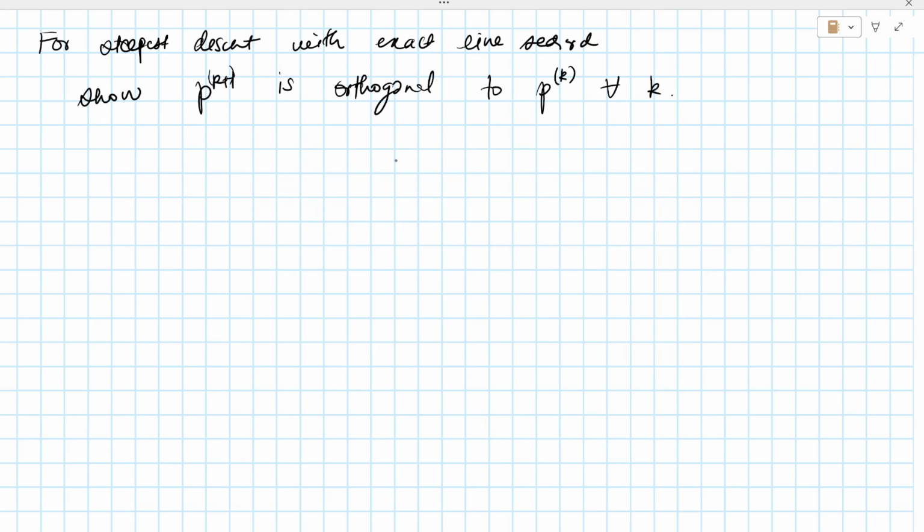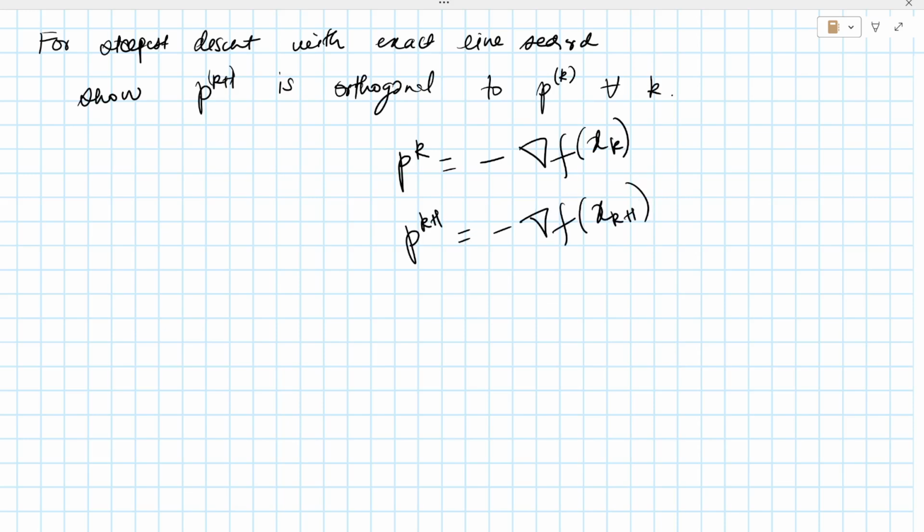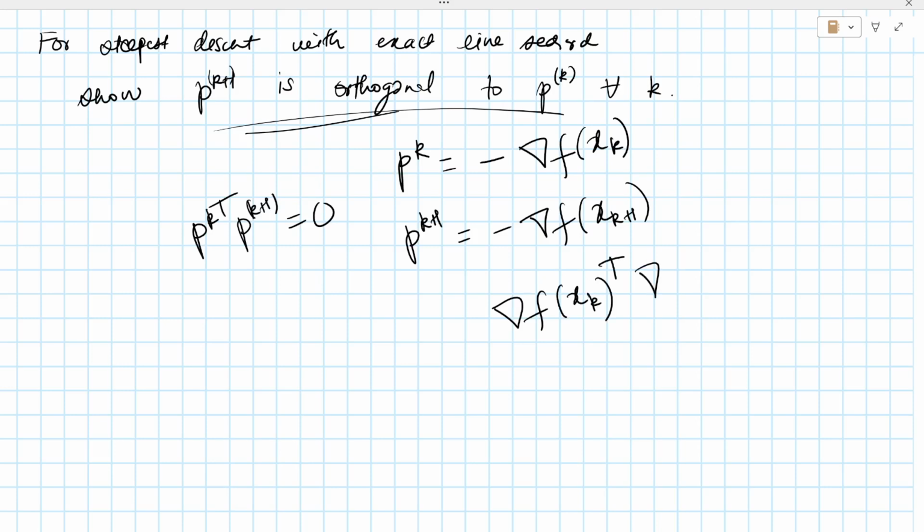when you're doing steepest descent, basically your pk is the negative of the gradient, right? And your next iteration pk plus 1 is the negative of the gradient at that point, x k plus 1. So we need to show this. Orthogonal means pk transpose pk plus 1 is equal to 0. So that means the gradient at k transpose the gradient at k plus 1 is equal to 0.